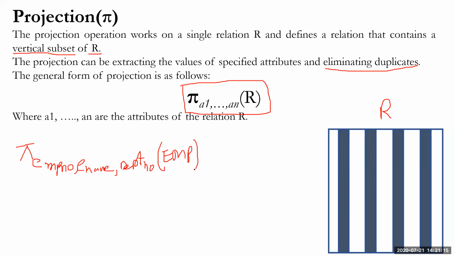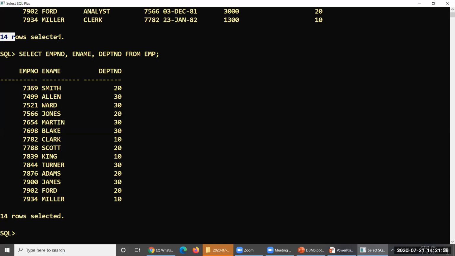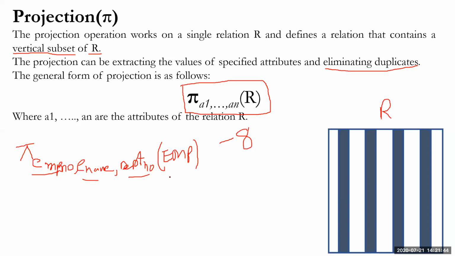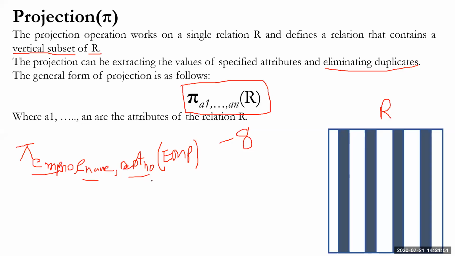Actually, EMP has approximately 8 different columns. Out of 8, you have selected only 3. So this is a vertical subset of your actual relation, that is R. You need to understand one thing here. In a vertical subset, the complete number of rows is displayed. Please observe this: we have 14 rows in total. For these 3 columns, 14 rows will be displayed. So in a vertical subset, everything is displayed.